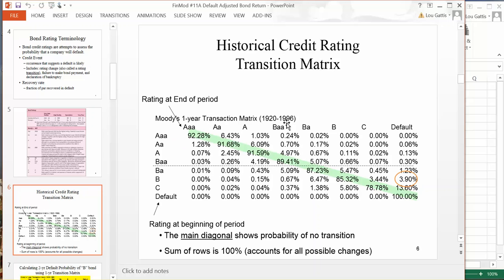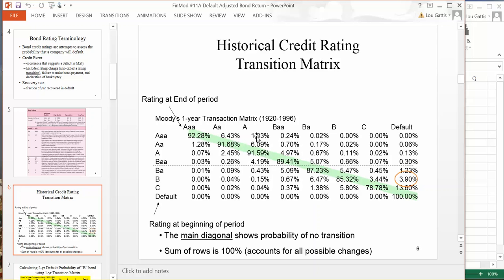So a transition matrix shows you the probability of transitioning from one rating to another over this amount of years, 1 year. So the way you read this is the rating at the beginning of the period. This is the rating at the end of the period. So if I have a AAA rated bond today, historically, there's a 92% chance that 1 year later it'll still be a AAA rated bond. Historically, AAA rated bonds in a 1 year period have been 6% downgraded to a AA, 1% to a single A, and so on.